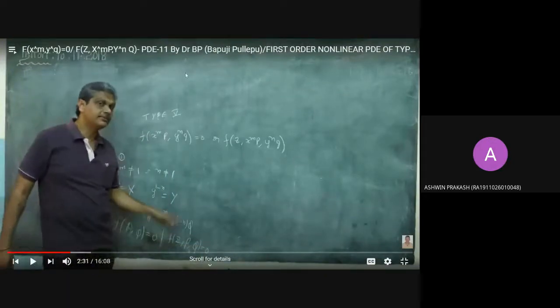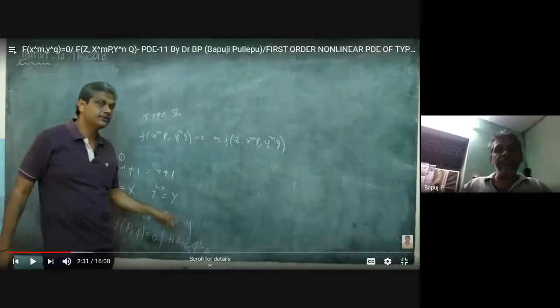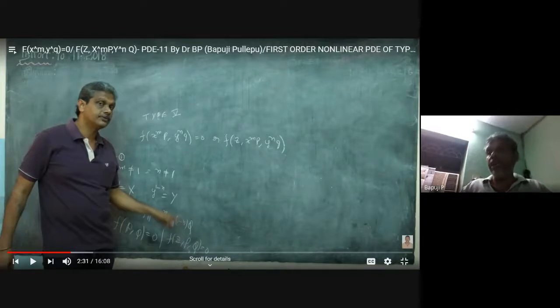Going back and substituting, x power m into p is purely a function of P. y power n into q is purely a function of Q. If there is no z, my function becomes f of capital P comma Q. That is nothing but type 1. Similarly, if z is there, f of z, P, Q is equal to 0. That is type 3. Getting or not? So you can further follow.